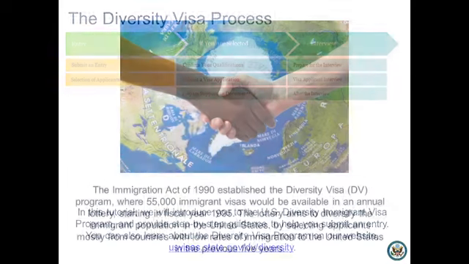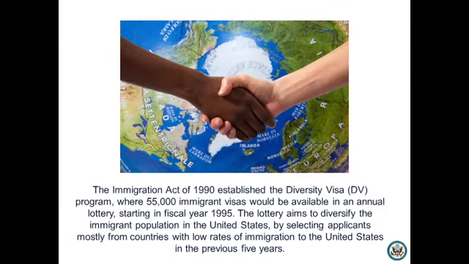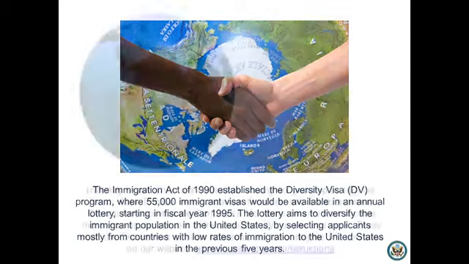usvisas.state.gov/dv/diversity. The Immigration Act of 1990 established the Diversity Visa, or DV program, where 55,000 immigrant visas would be available in an annual lottery, starting in fiscal year 1995. The lottery aims to diversify the immigrant population in the United States by selecting applicants mostly from countries with low rates of immigration to the United States in the previous 5 years.